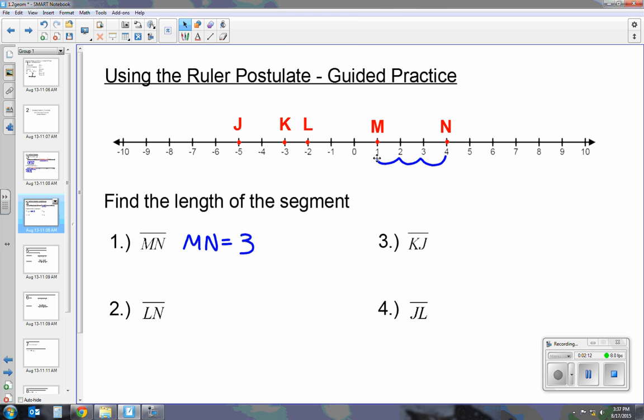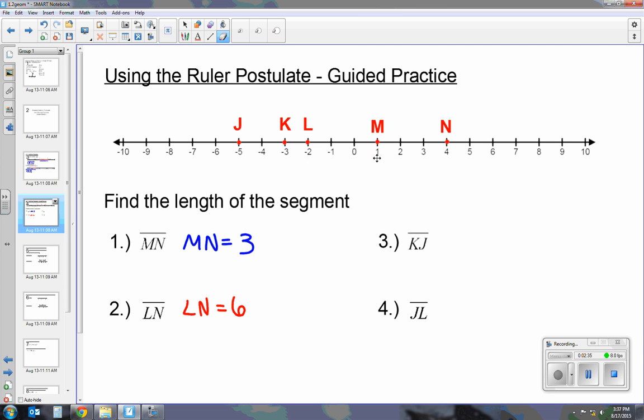All right, let's do the next one. Number 2 says find the measurement of line segment LN. So I'm going to start at L and go to N: 1, 2, 3, 4, 5, 6. So the measurement of LN is 6.